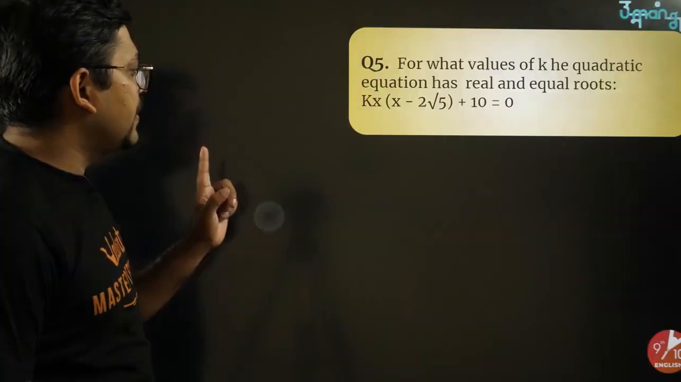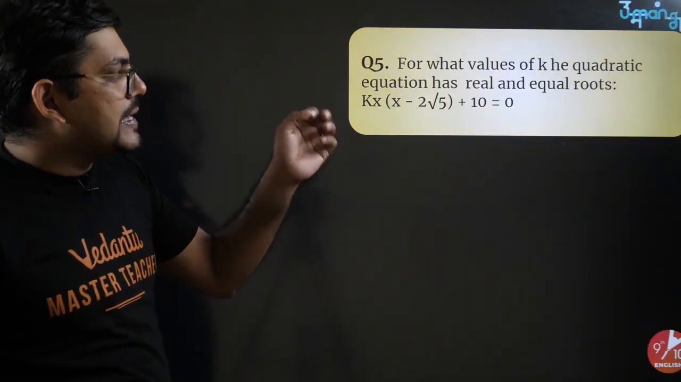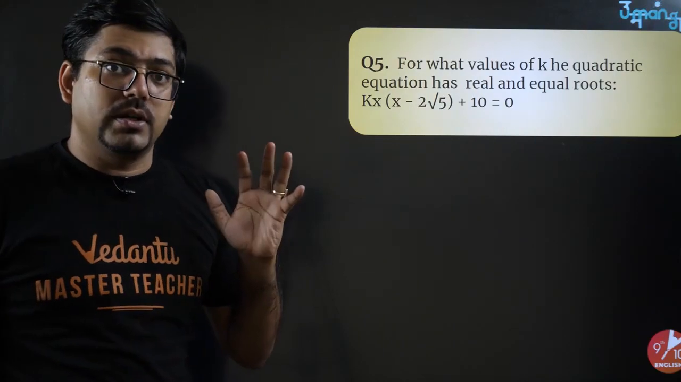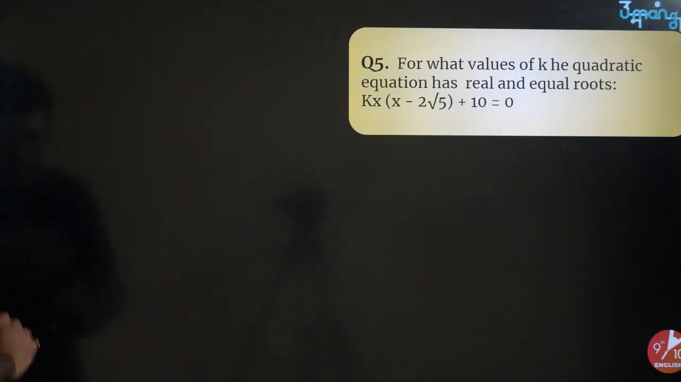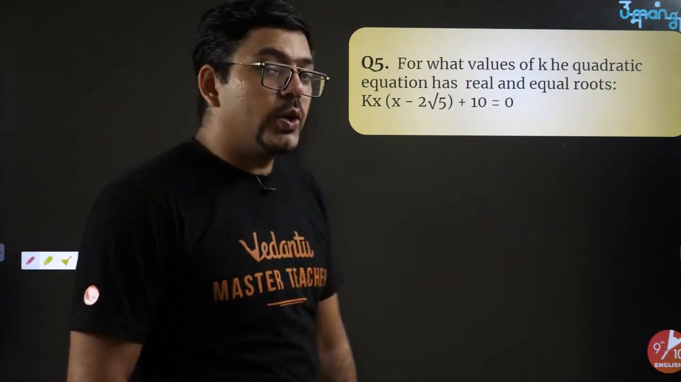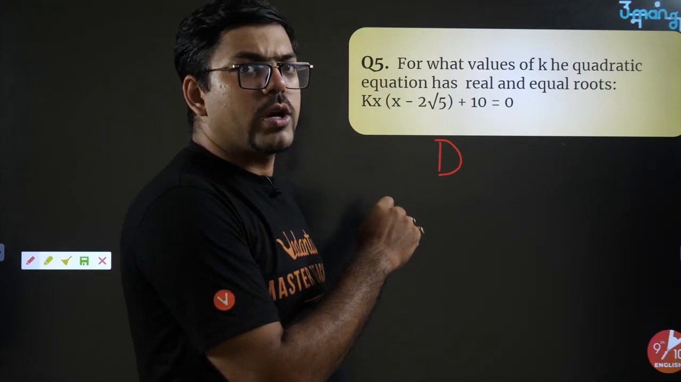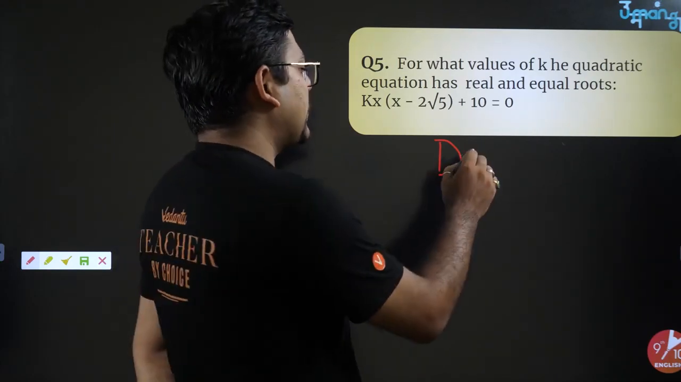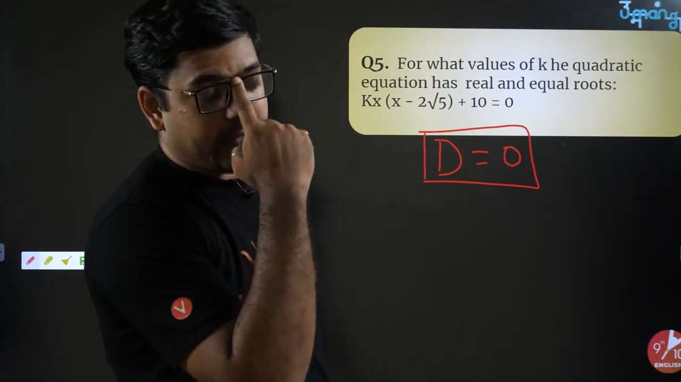Fine? Chalo. Here's the next question. For what values of k does the quadratic equation have real and equal roots? Real and equal roots. So here what the question says, please pay attention. Question says you have to get real and equal roots. So d should be what? Real and equal. So real and equal means d should be 0. Fine, I got it. Okay, wow, that's great.